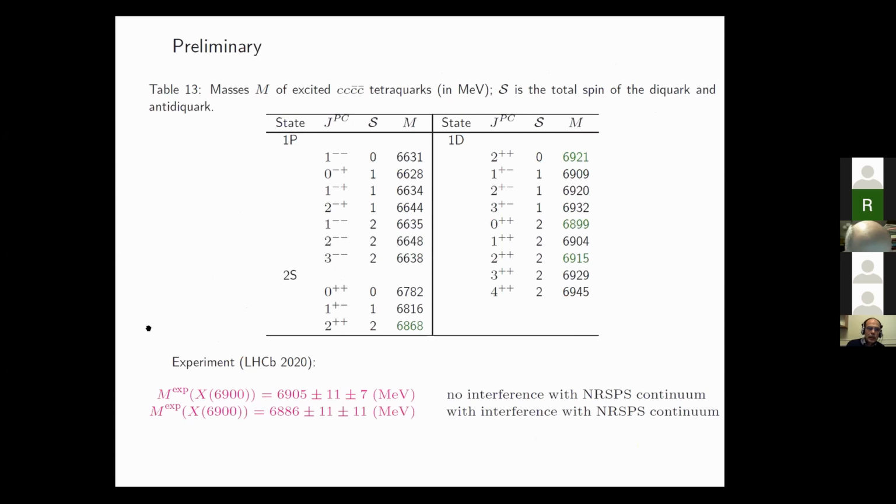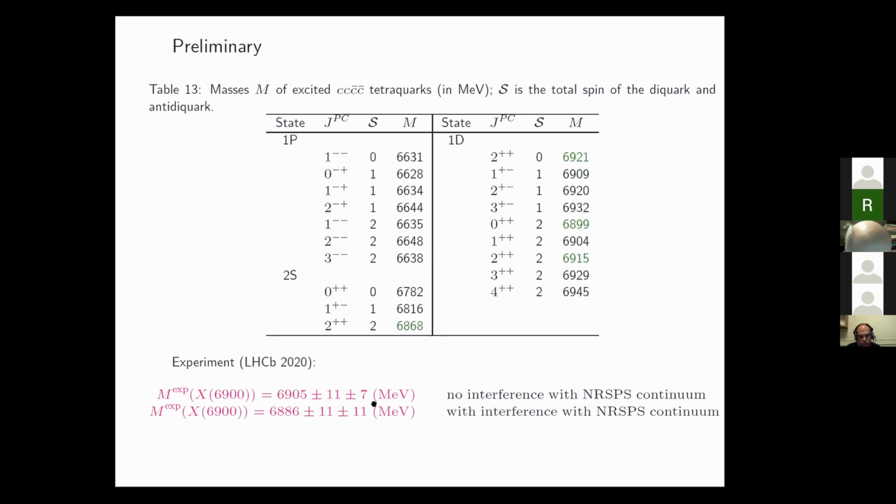Now we are just calculating the masses of excited all-charm tetraquarks. The calculation is in progress, so I will just give you the preliminary results. We calculated the masses for the first orbital excitation, first radial excitation, and second orbital excitation. As we see, there is good agreement of these states, shown in green, with the masses measured for the X6900 state by the LHCb collaboration.